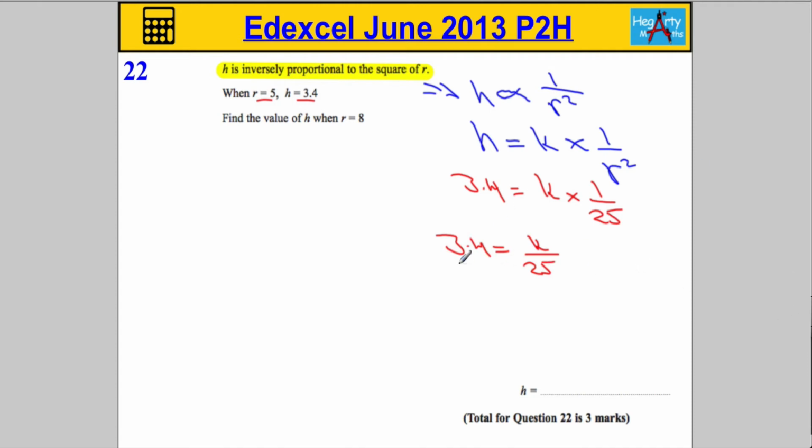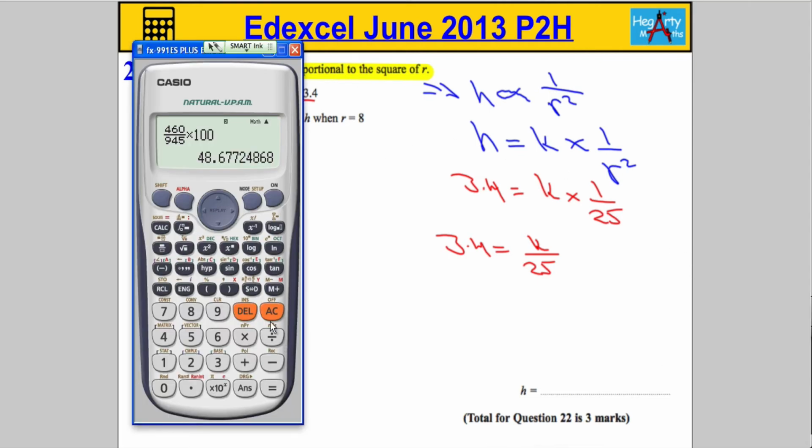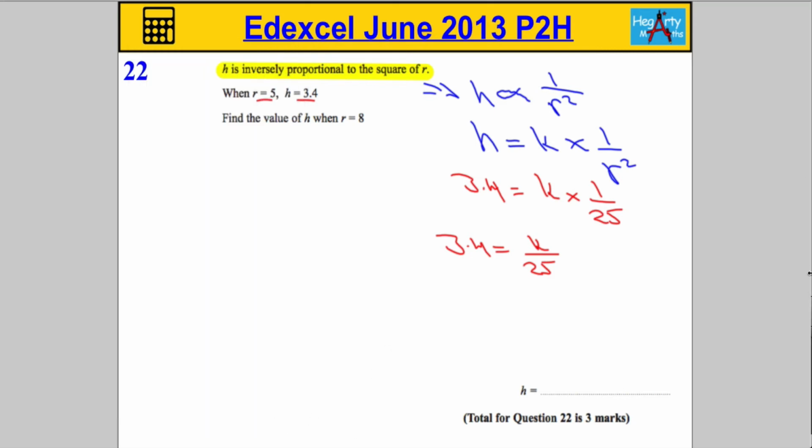So how am I going to solve for k? Hopefully you can recognize we would times both sides by 25. Let's get our calculator out here. 3.4 times 25 is going to give us 85. So we know that k is equal to 85.